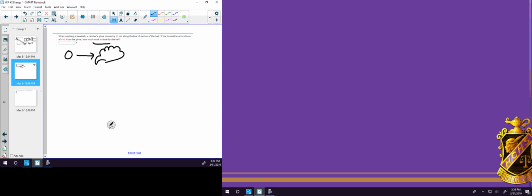Okay, so let's consider this ball is moving, and then this glove is going to exert a force this way over a distance this way. And you're going to catch the ball, right? You're going to give with the ball, and eventually the ball is not going to be moving anymore, right? Because you do work with the glove on the ball.